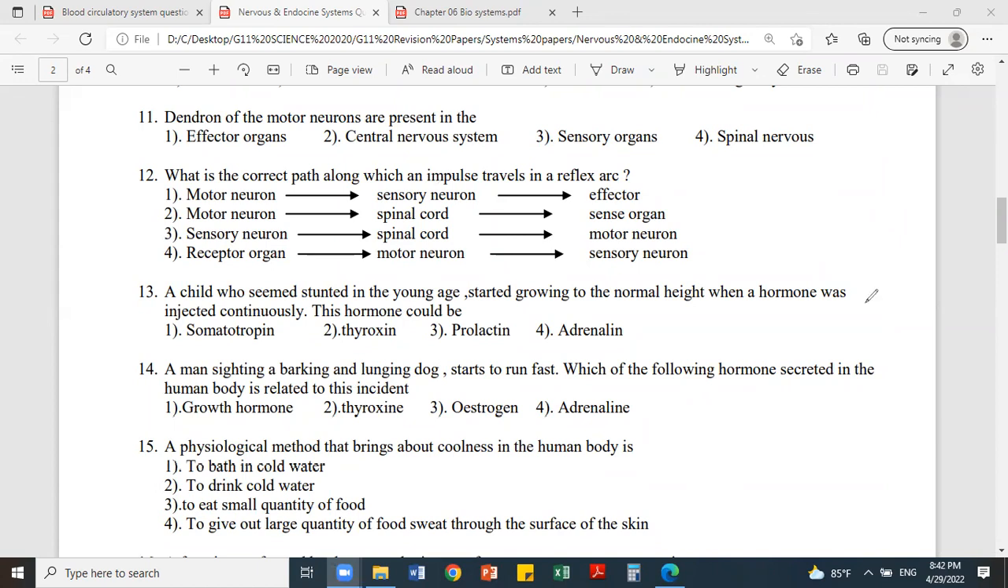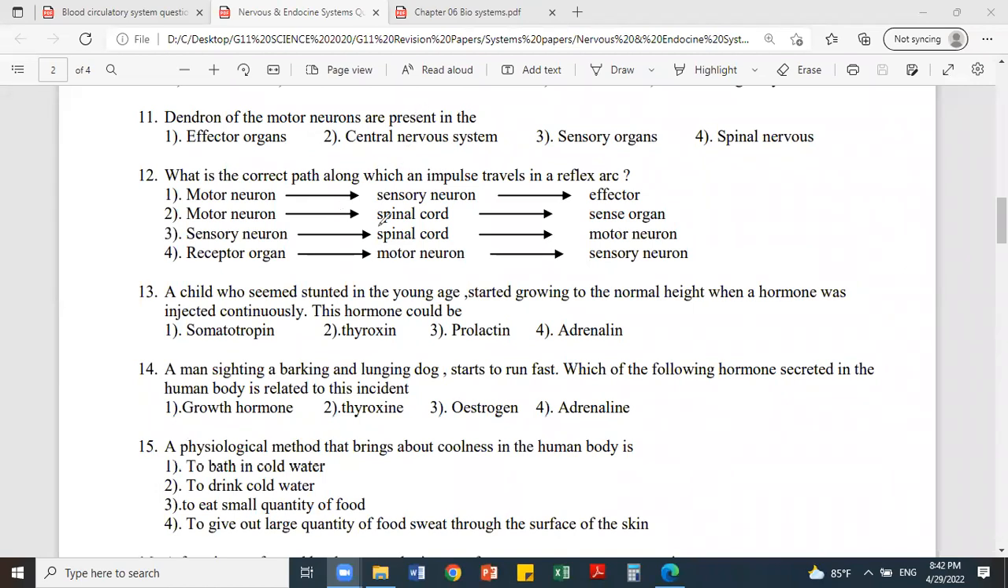First answer. Sensory organs. Others, Manet? First answer, effect organs. Dasula? Arosha? What is the answer? First answer. Very good. The answer is: dendrons of the motor neuron are present in the central nervous system, sensory organ, spinal nerves.